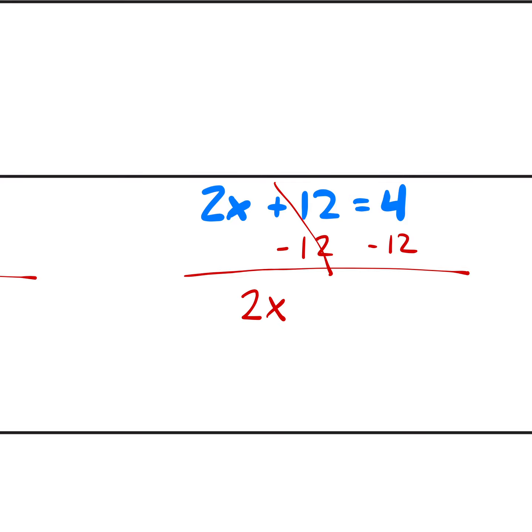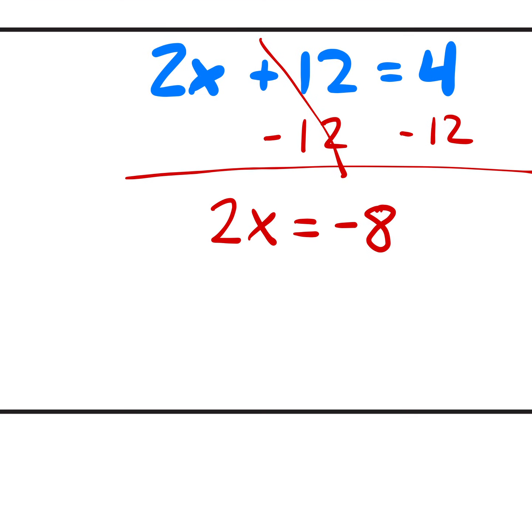I'm left with 2x on one side. 4 and negative 12 signs are different, so we subtract. 12 take away 4: 12, 11, 10, 9, 8. And it's going to be negative because the bigger number is 12 and it happens to be negative. That was only step 1.